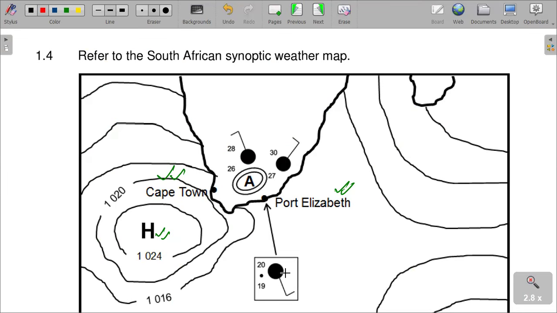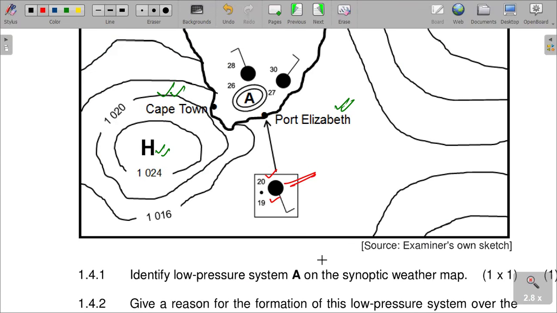Morning and afternoon temperatures, which are given as 20 and 19. And also we have our overcast weather conditions. So what is the question saying? Identify low pressure system A on the synoptic weather map. It is a low pressure system. Why is it there? We can say it is a thermal low. This can be defined as a thermal low.